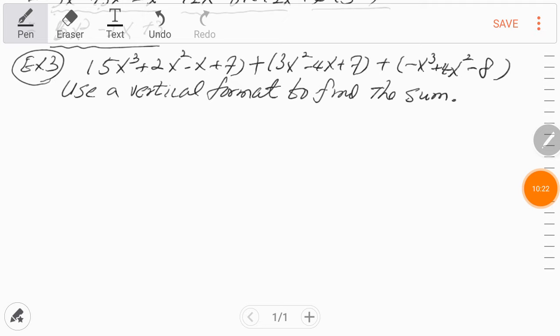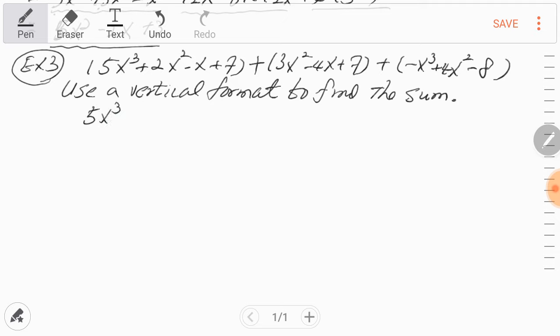Okay, in this example, we will use a vertical format to find the sum of these three polynomials. The vertical format is to write each polynomial vertically. So there are three polynomials, so we will write 3 lines. Write this one in 3 lines. So the first polynomial is 5x cubed.